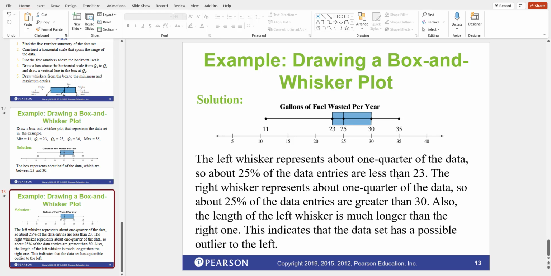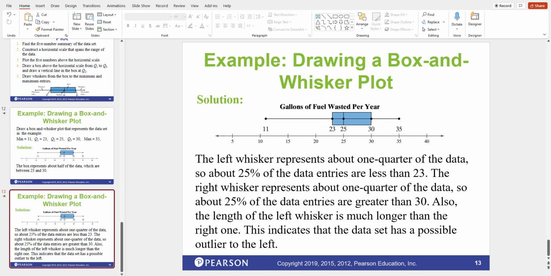The left whisker represents about 1/4 of the data, so about 25% of the data entries are less than 23. The right whisker represents about 1/4 of the data, so about 25% of the data entries are greater than 30. Also, the length of the left whisker is much longer than the right one. So this indicates that the data set has a possible outlier to the left. And we already said that 11 is considered an outlier, so that's an outlier to the left.